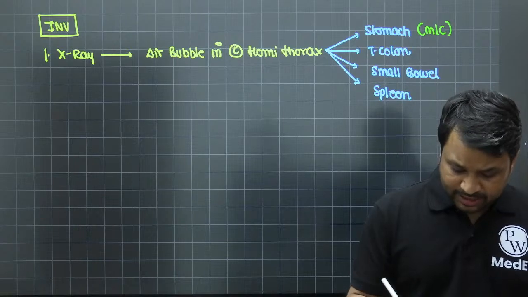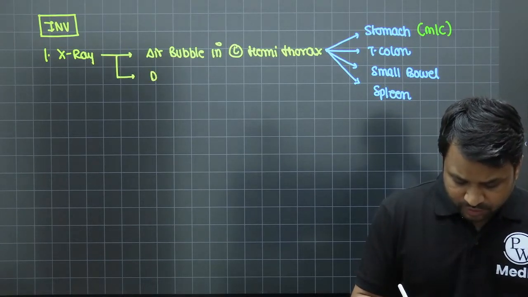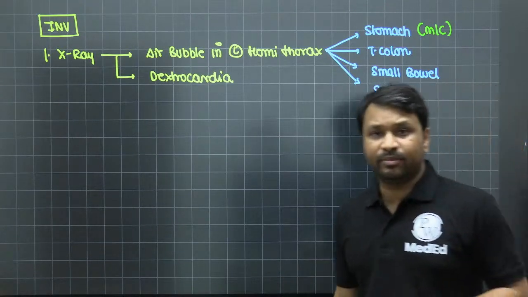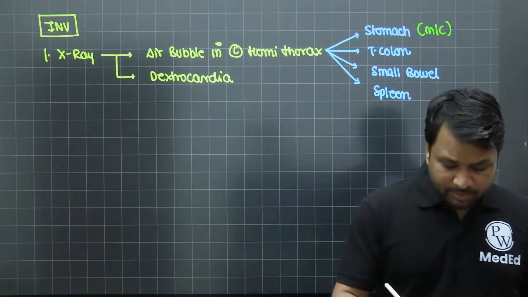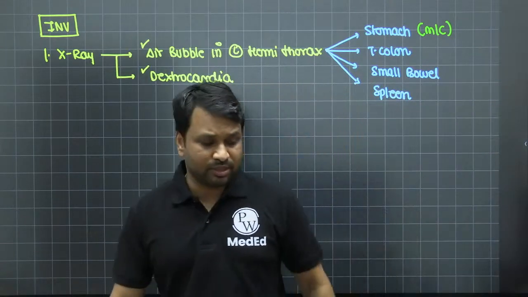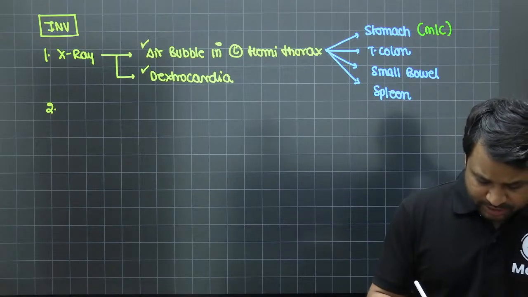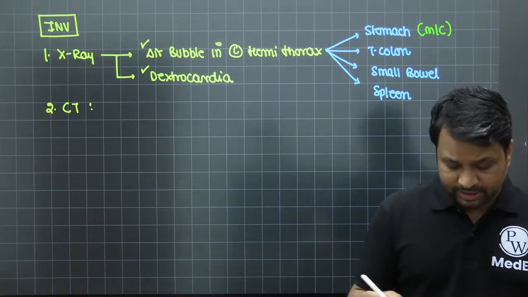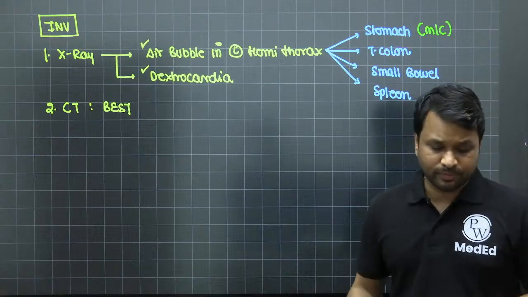Now in the X-ray, the other finding that you will see is shift of the mediastinum. So there is presence of dextrocardia. So there is an air bubble in the left hemithorax, and there is presence of dextrocardia. Obviously, that is also a very important sign that you will see on an X-ray, right? If I say what is the best investigation, then you can go ahead with the CT. CT will actually allow you to interpret things. So this is considered to be the best investigation.